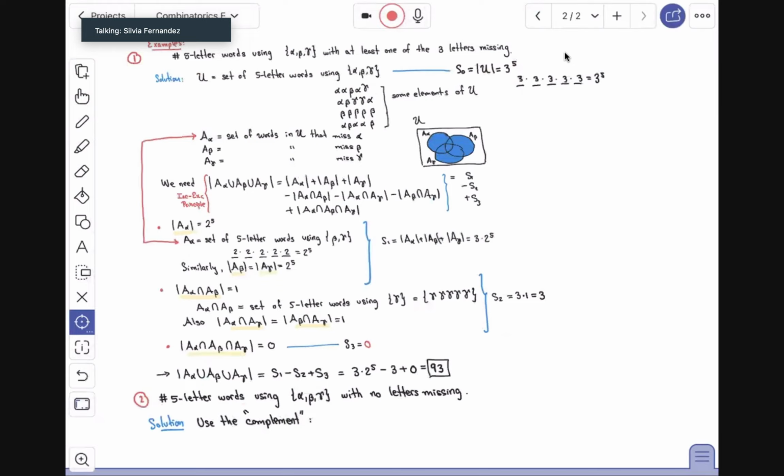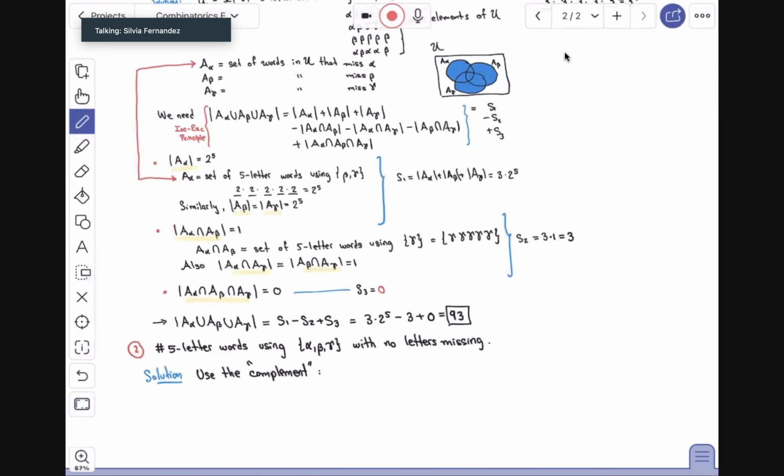And to subtract the ones that are missing something, I separate in 3 sets: the ones that miss alpha, the ones that miss beta, and the ones that miss gamma. I apply the inclusion-exclusion principle. But we already did that work. So when we use the complement, we just have to count all the words. That's 3 to the 5th. So this is the cardinality of U, the 5-letter words, what we did earlier.